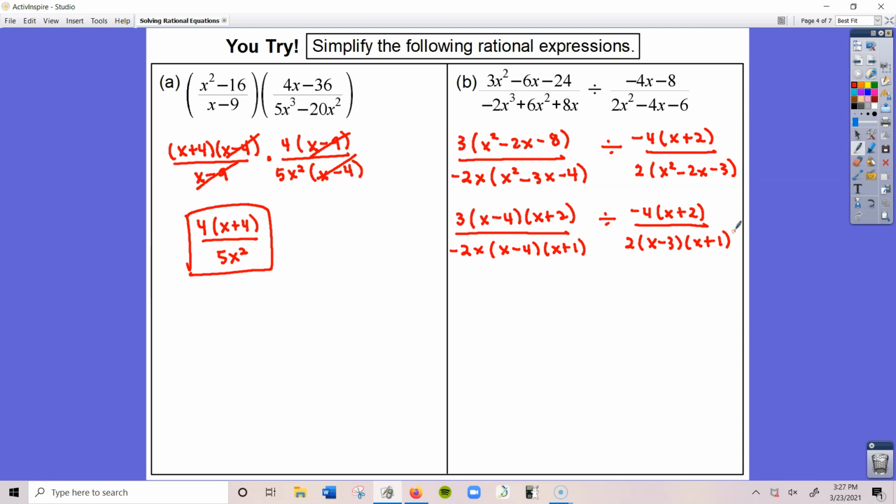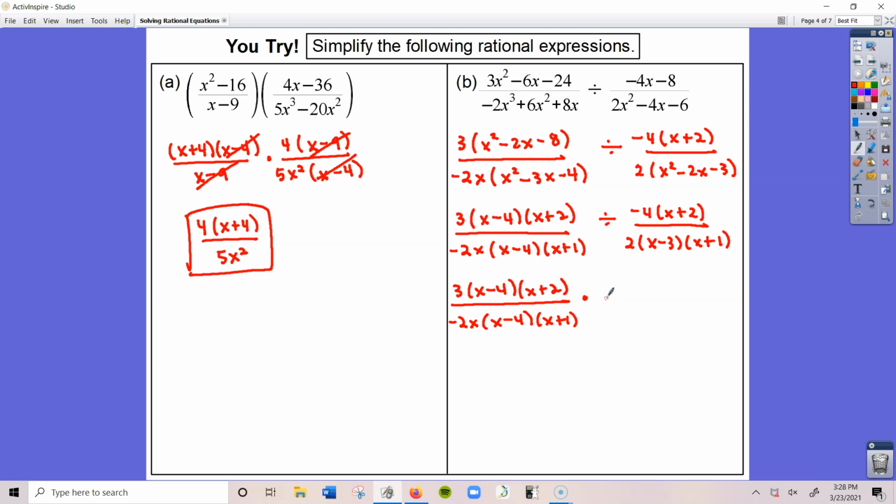So now before, like in the previous example, I already started canceling some things from each individual fraction before I flipped, but if that is confusing, that's okay. Once you've completely factored, just go ahead and copy, change, flip, and so turn it into a multiplication problem, and then we can cancel everything all at once. So that's what I'm going to do here, just so you can decide what you prefer. So I'm going to copy this down. So 3, x minus 4, x plus 2, all over negative 2x, x minus 4, x plus 1.